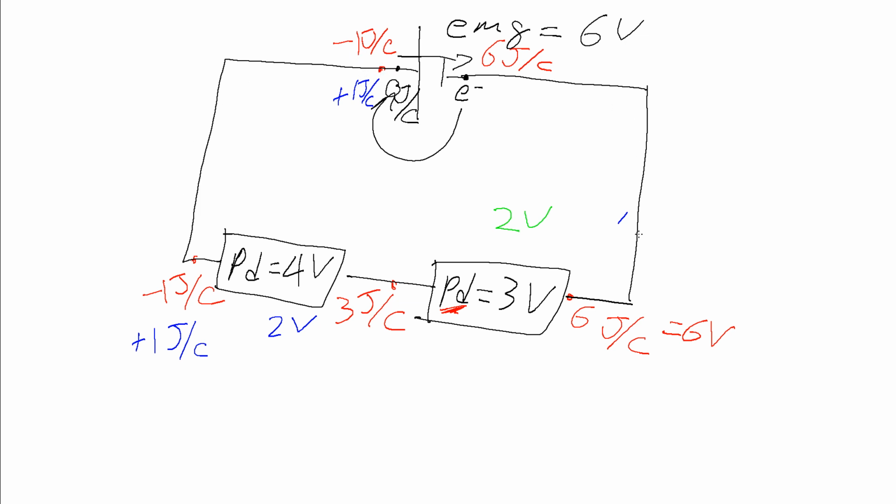So when we complete this loop we must have that the sum of the EMFs is equal to the sum of the potential differences. So this 6 volts is equal to either 3 plus 3 or 4 plus 2. Exactly how the voltage divides would depend on the exact value of the resistances of these two resistors, and that can actually be determined quite readily, but we'll cover that another time.